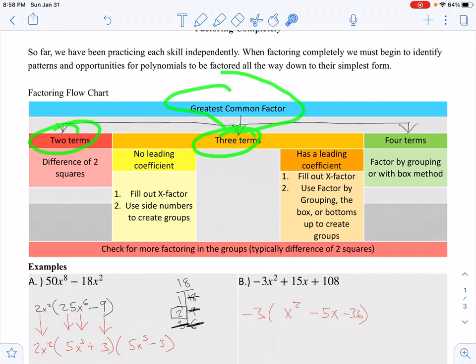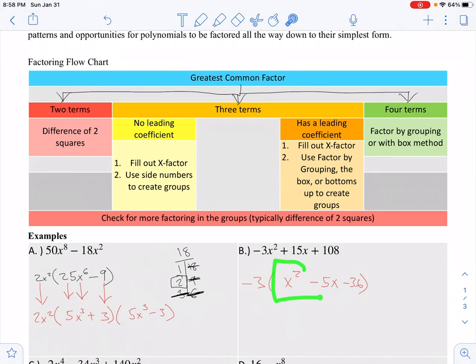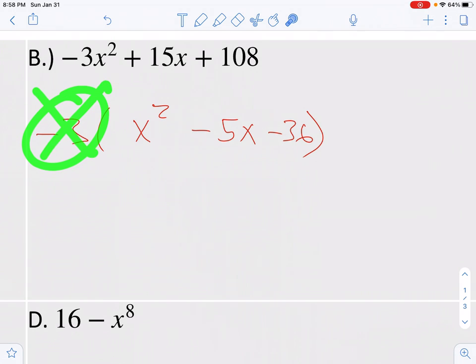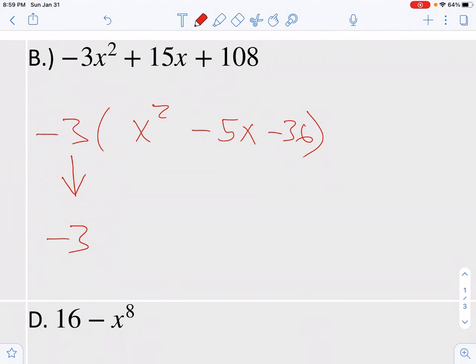Now I'm going to look, 2 terms, 3 terms, or 4 terms. So here I have 3 terms inside here. So 3 terms, I'm going to look, do I have no leading coefficient or do I have a leading coefficient? Well, here I had a leading coefficient, but I'm looking at this piece after I've done my greatest common factor. And in this piece, I do not have a leading coefficient, or I have a leading coefficient of 1. So I'm going to fill out my x factor and use my side numbers to create groups. So check this out. We're almost just ignoring this. I mean, it needs to be written back in our answer, but we're just using this as if it's its own thing.